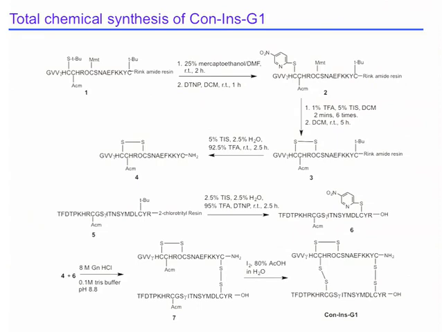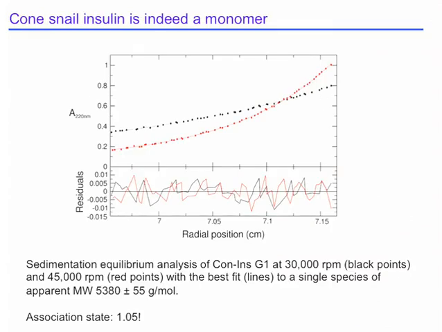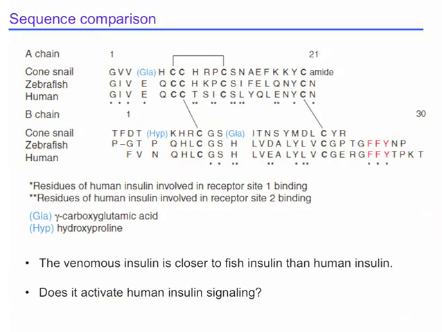So we start to study this, and the first thing we want to study is to prove whether it's really a monomeric form, and it is. So basically, we do the AUC, and then we got a molecular weight, and if you calculate based on the snail insulin sequence, it will be somewhere around 1.05 association state. So it's pretty monomeric. So the next thing is we want to ask whether this can have potential mammalian activity at all.